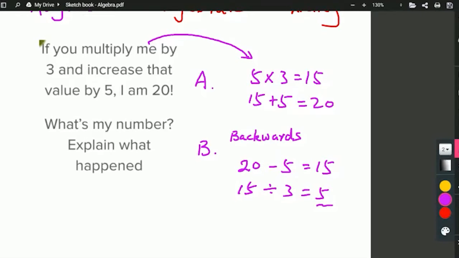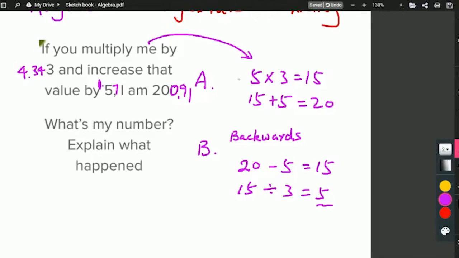And also, if I change this to: if you multiply me by 4.03443 and increase that value by 1.57, then I get 291. Okay, if I change the question a little bit, can you still get the answer? Can you actually see the answer immediately?